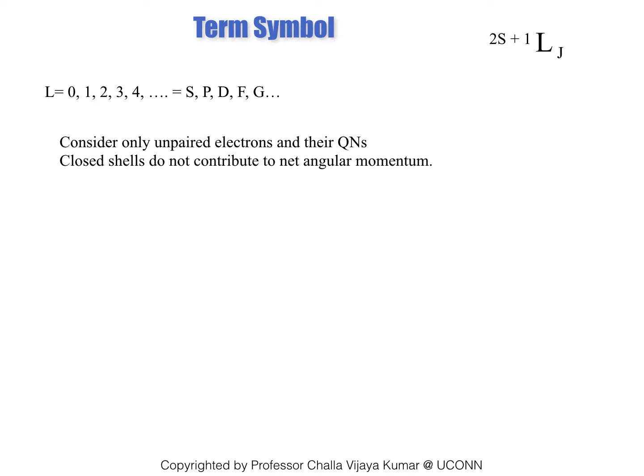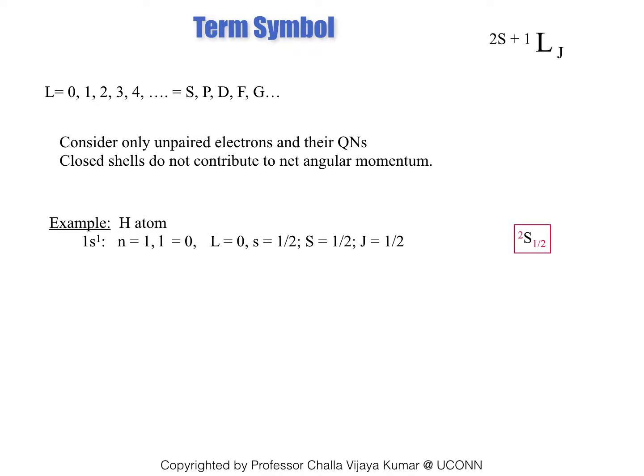And we consider unpaired electrons. We don't consider the closed shells. And so then we can write this. So let's take an example of the hydrogen atom, 1s1. There's only one electron in the system. It's the 1s1 electronic configuration.